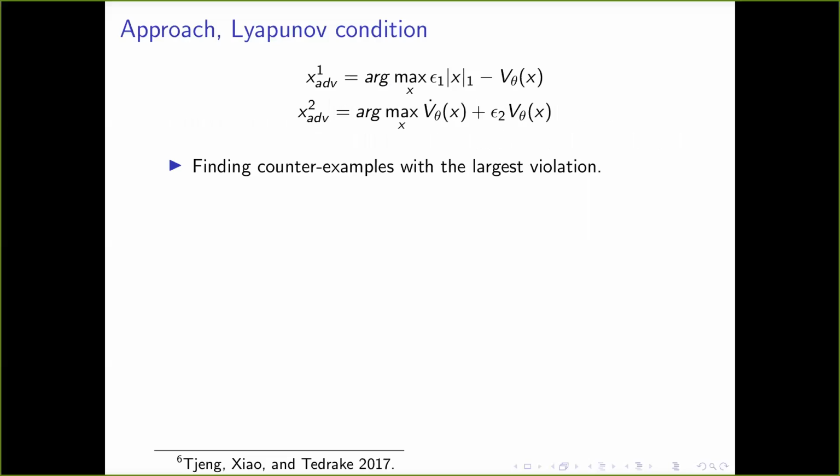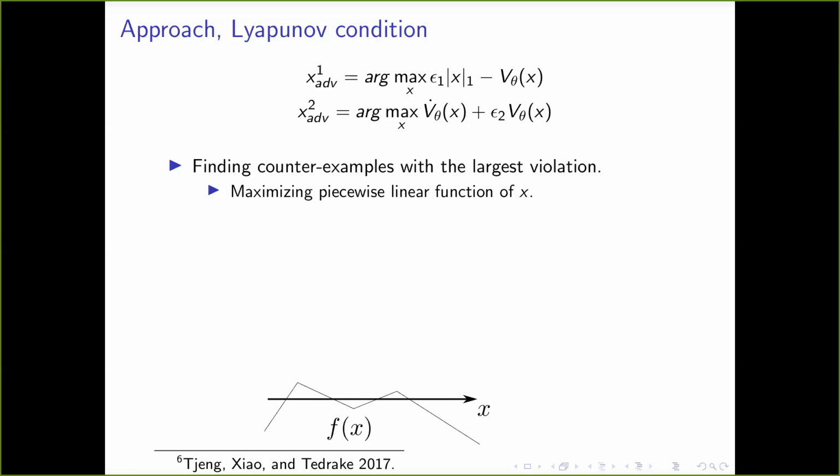Similarly, we can find a counterexample to the Lyapunov derivative condition by maximizing its violation. Notice that rather than finding any counterexample that violates the Lyapunov condition, we find the worst counterexample that has the largest violation through optimization. To find such a worst counterexample, we notice that V theta x is a piecewise linear function of x. Both functions we want to maximize also become piecewise linear functions.